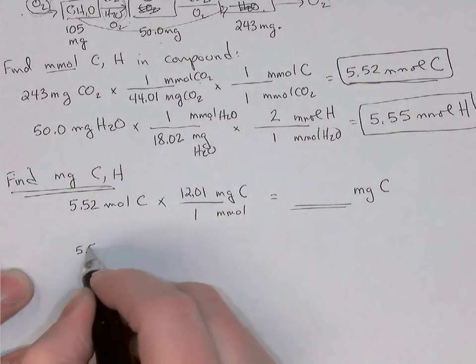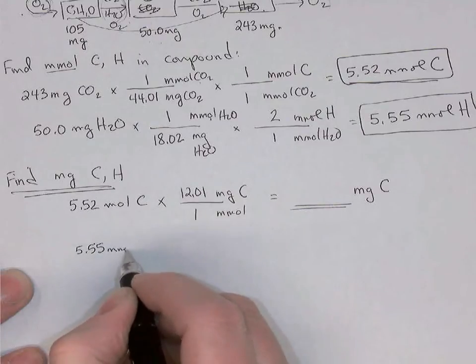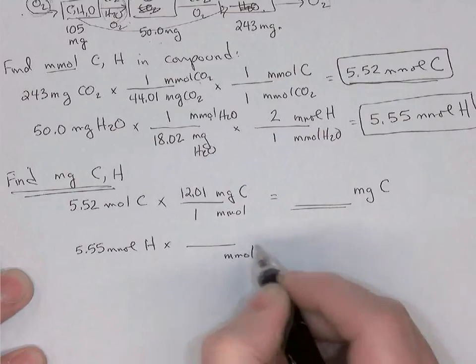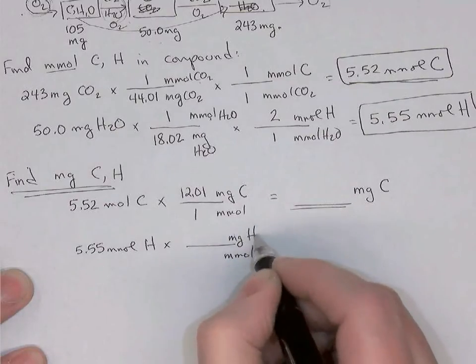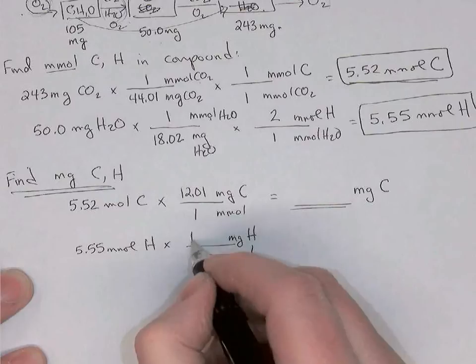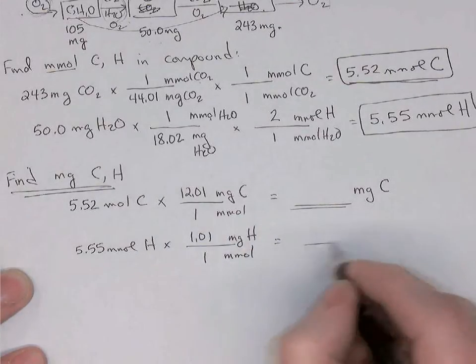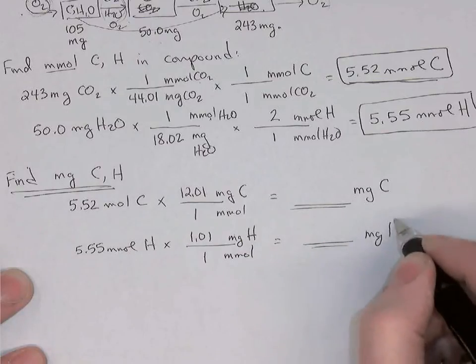Do the same thing for the hydrogen. We had 5.55 millimoles of hydrogen. Convert the millimoles of hydrogen to milligrams of hydrogen. 1 millimole is 1.01 milligrams from the periodic table. And that's going to give me milligrams of hydrogen.